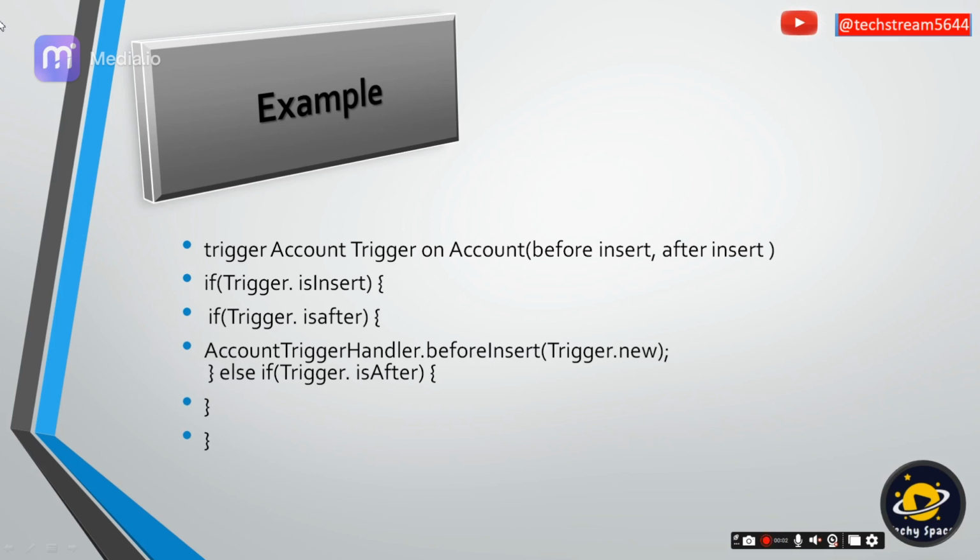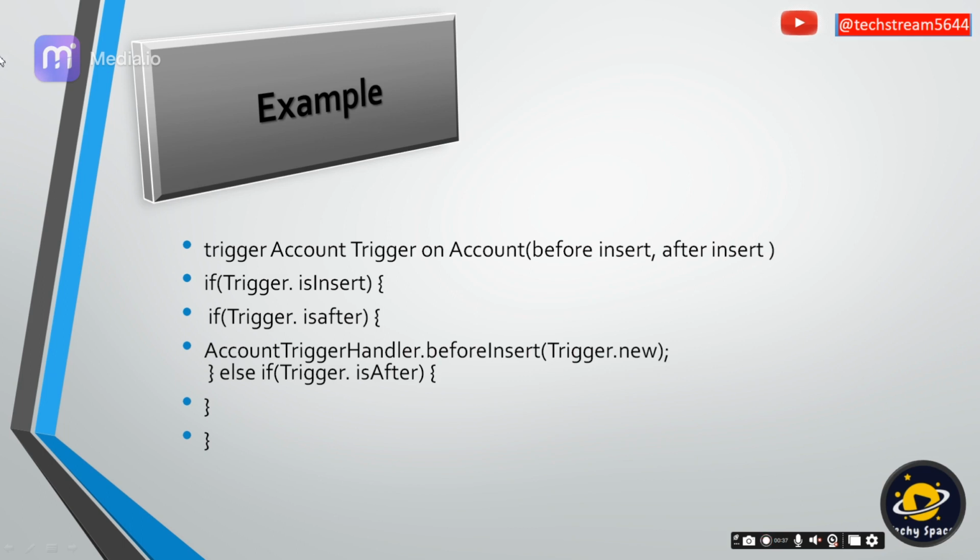So the AccountTriggerHandler.beforeInsert(Trigger.new). This statement is a reference to the custom Apex class. AccountTriggerHandler is a reference to the Apex custom class, and beforeInsert is the function within the AccountTriggerHandler class. And next is Trigger.new. It represents the new records that are about to be inserted. Whenever they create new records, they will be stored in Trigger.new.